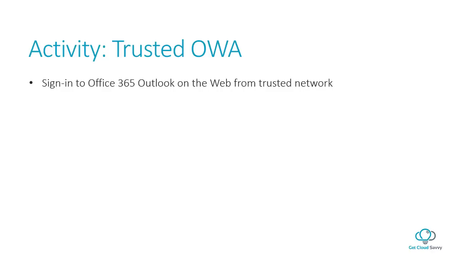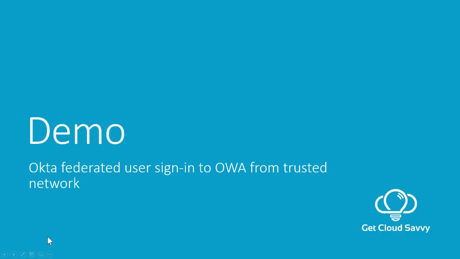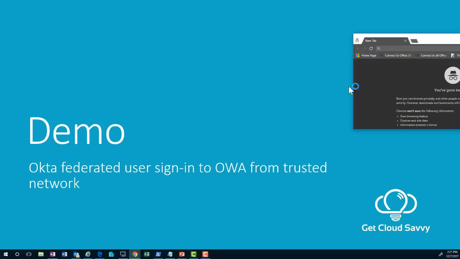And our next step is to look at a trusted Outlook web app. So we're signing in to Office 365 Outlook on the web from a trusted network. So this would be a network where we are in a corporate facility. We're within a corporate boundary that is protected by a firewall or deemed safe to our corporation. Our first test is going to be with an Okta federated user. So we're actually going to sign in directly to outlook.office.com. I'm going to launch an incognito window again.